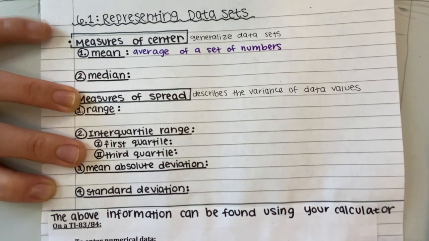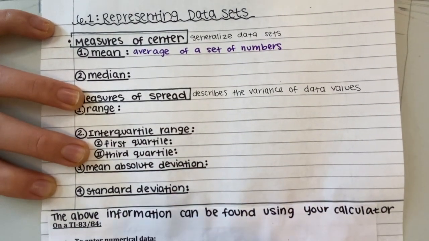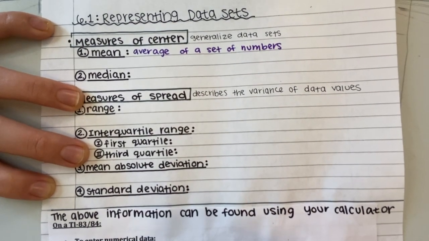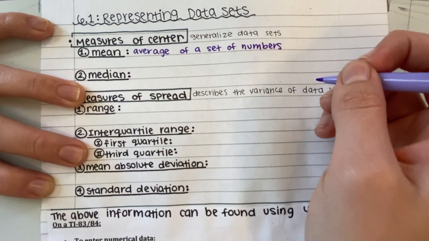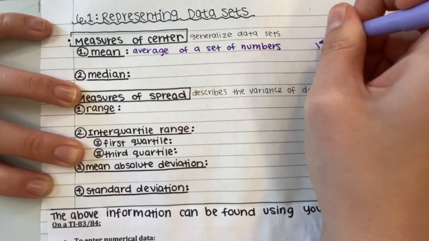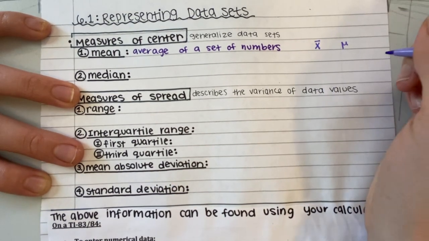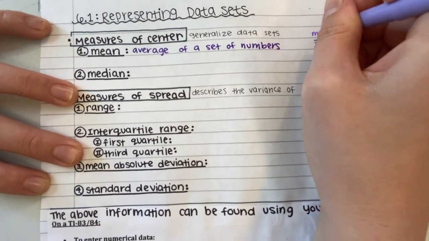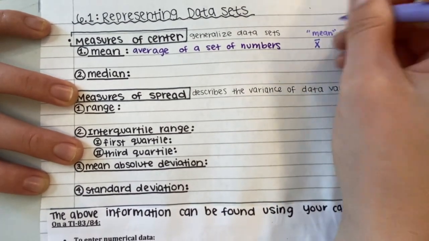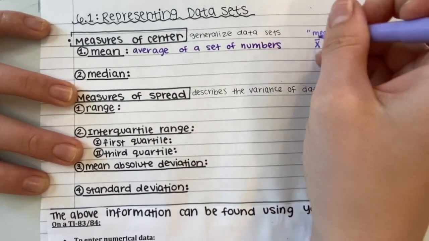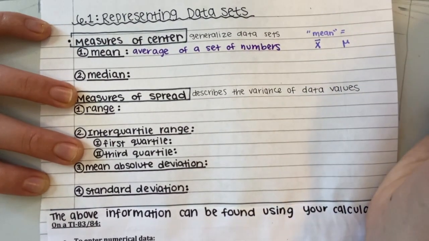So what I do for my mean is I add up all the data points and divide by the total number of data points. What we use to represent mean is X bar or mu. Those are just ways of saying, okay, my mean is whatever it ends up being. So we use this X bar and we use this mu. This is just a Greek letter.